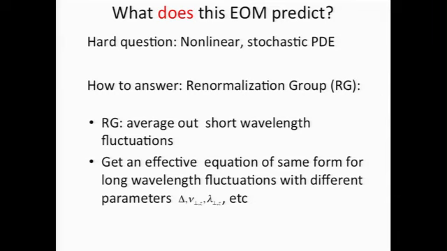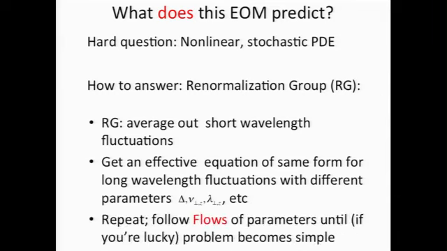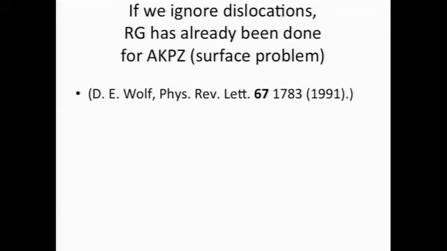Then you just keep repeating this process and you see what happens to these parameters. If you're lucky, these parameters flow into a regime where the problem becomes simple. Those are all the problems that we know how to solve. Unfortunately, this turns out to be one of them. So what happens if you do this?